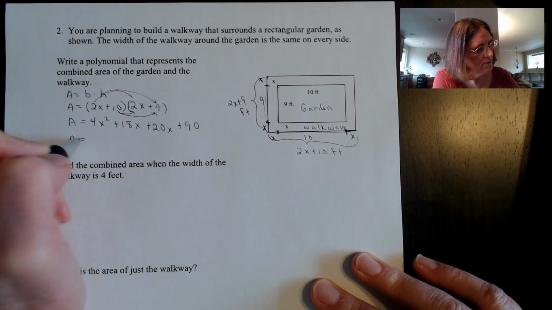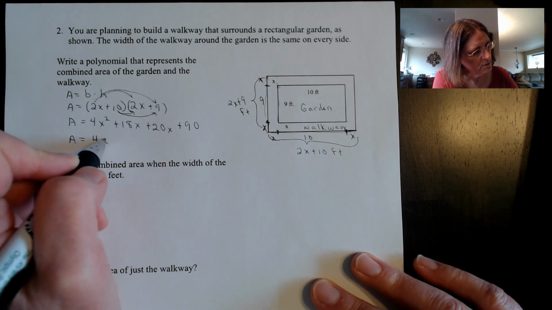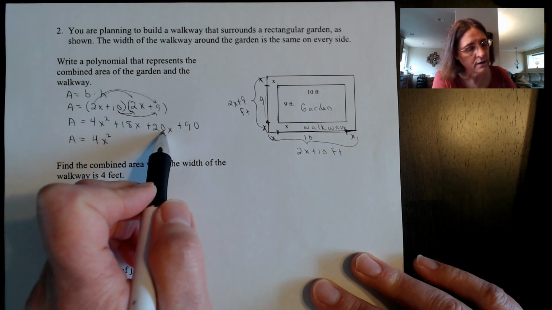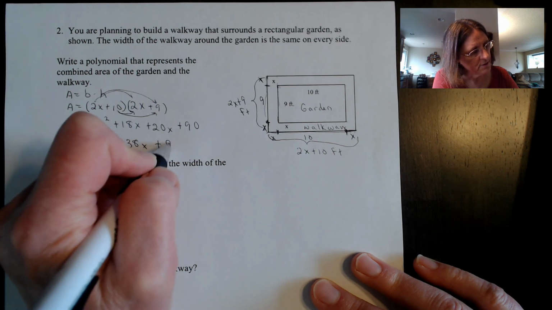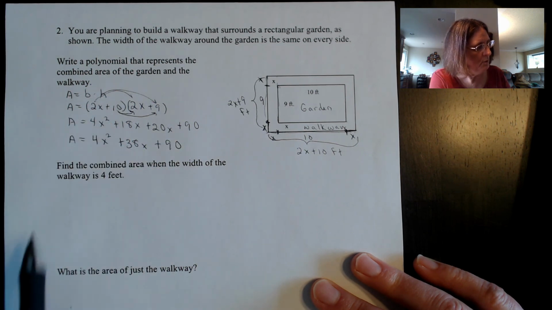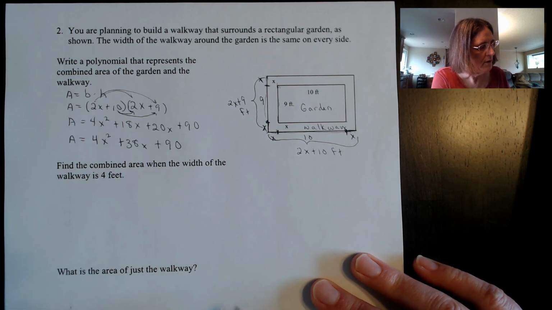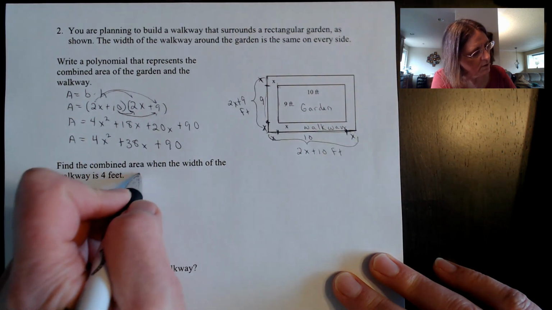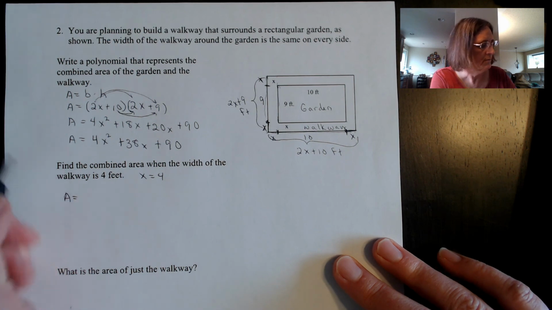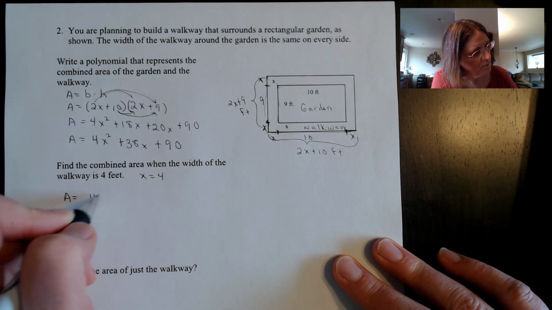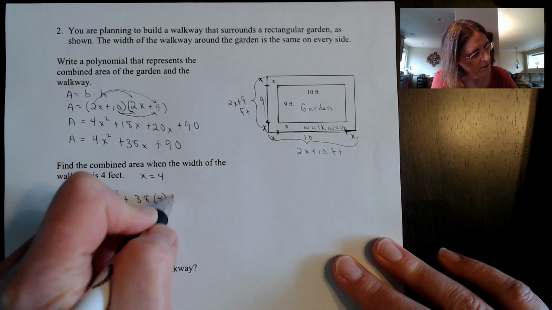Combining our like terms, starting with our highest power of x, our first term is the 4x squared. And I have two terms with x: 18x plus 20x is 38x, and then our constant term of 90. Now we want to use that and find the combined area when the width of the walkway is 4 feet. Well, our width is x, so I want to use x equals 4 in my area equation. So I have area equals 4 times 4 squared plus 38 times 4 plus 90.